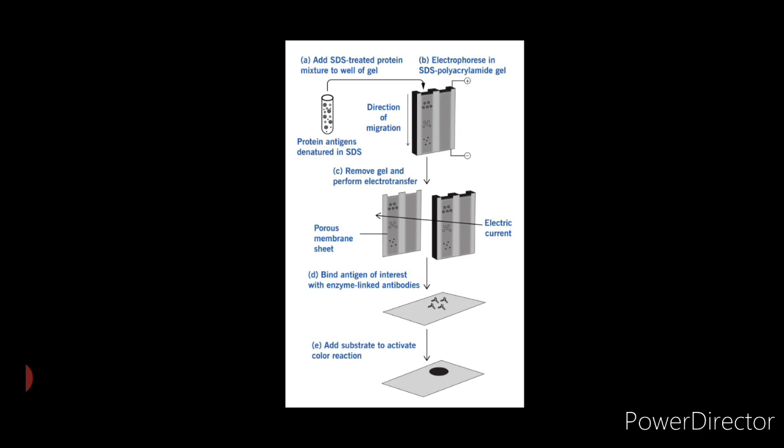If you can see in the diagram, protein antigens are first denatured in SDS followed by addition of SDS treated protein mixture to well of gel. Electrophoresis is carried out in SDS polyacrylamide gel. Proteins are separated. The gel is then removed and electrotransfer is carried out on porous membrane sheets. Then bind antigen of interest with enzyme-linked antibodies and further substrate is added to activate color reaction.